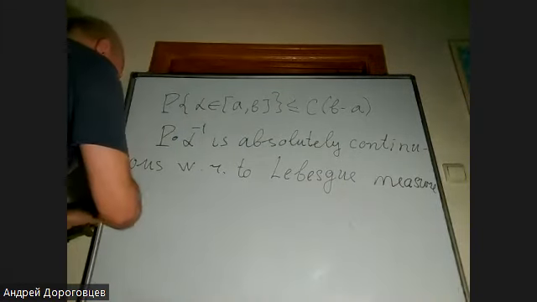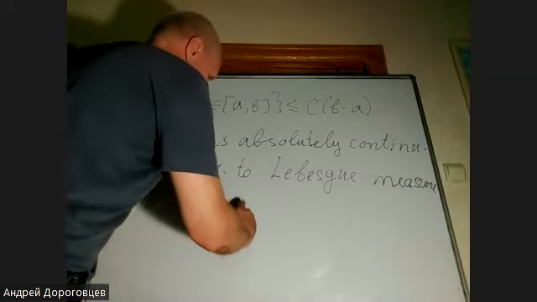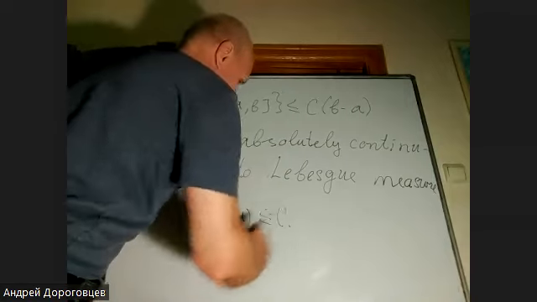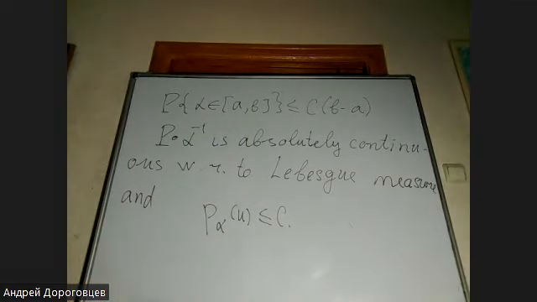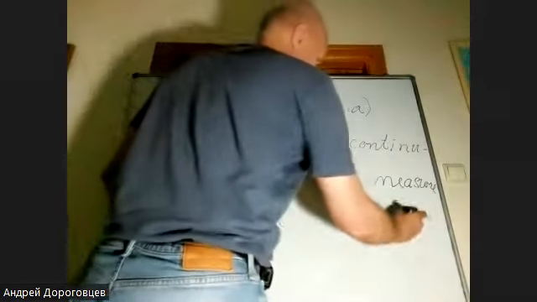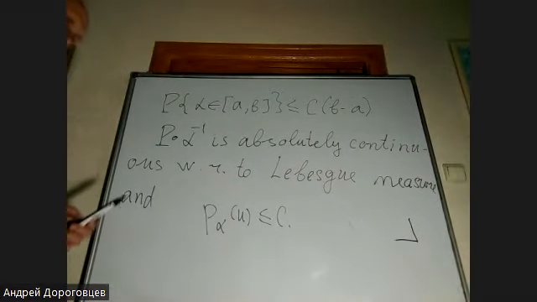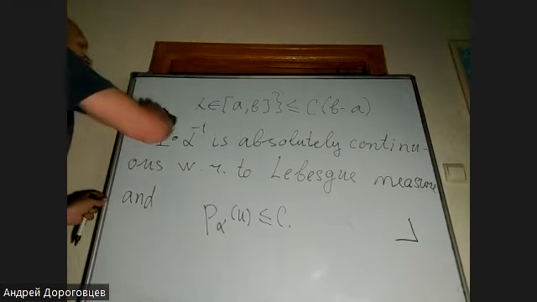And the density p alpha of u is less or equal to C. We finish our proof. So now we understand what we need. Maybe we need to estimate the expectation of the following part.